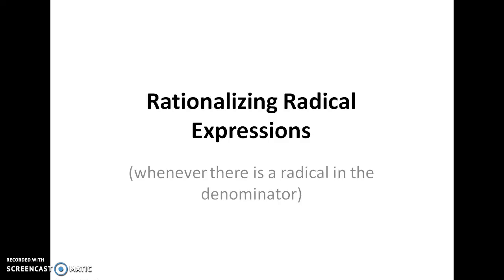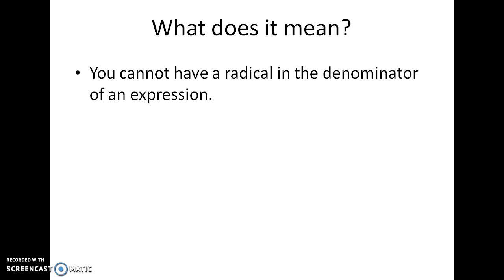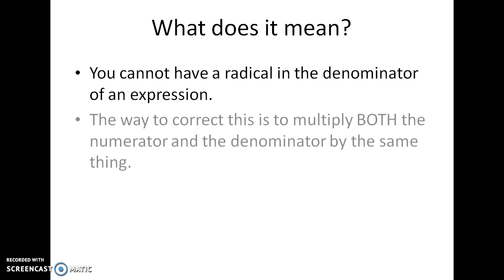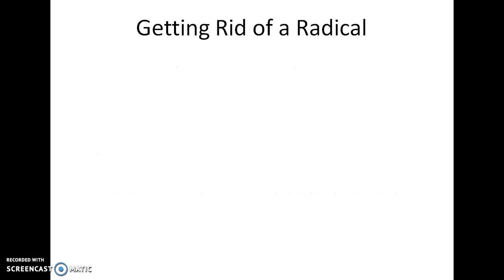Welcome to the video lesson on rationalizing radical expressions for whenever there's a radical in the denominator. So first of all, what does rationalizing mean? Well, we said in class that you can't have a radical in the denominator of an expression. The way to correct that is to multiply both the numerator and the denominator by the same thing. Specifically, that thing is the expression that makes the denominator a rational value, so not a radical.